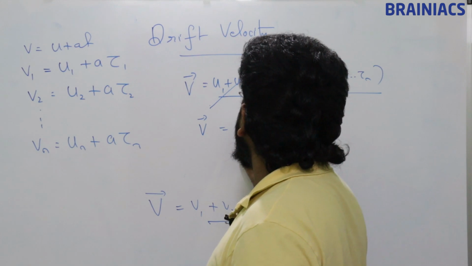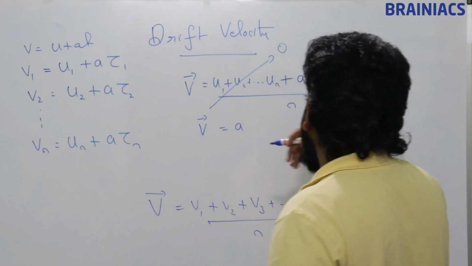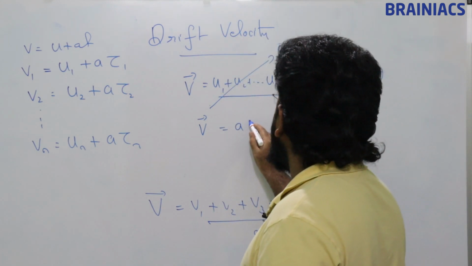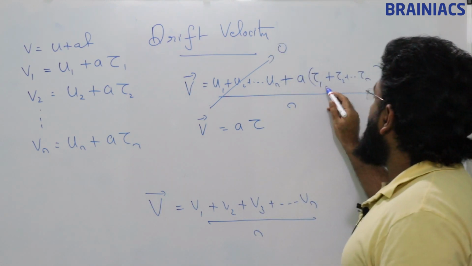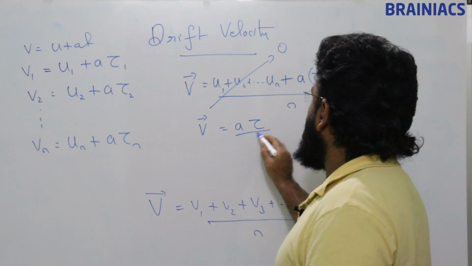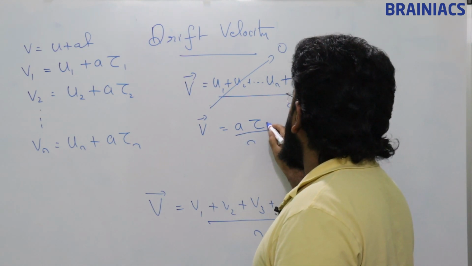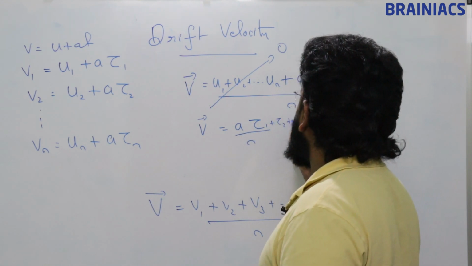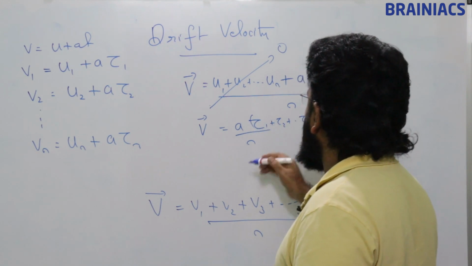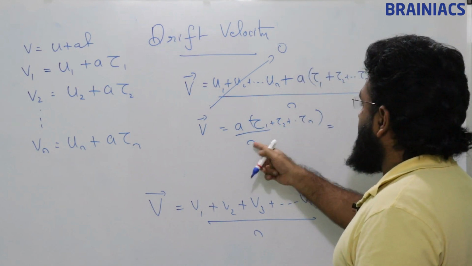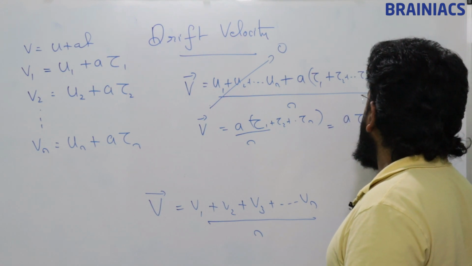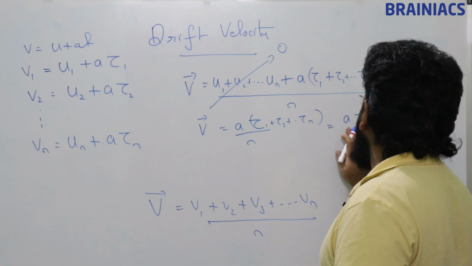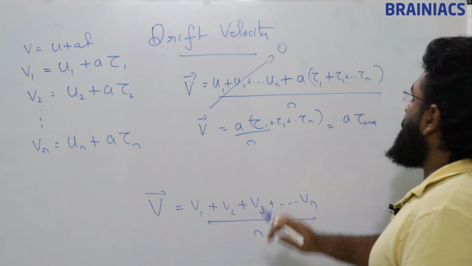V is equal to A into tau. I can write tau 1 plus tau 2 plus tau 3 divided by n. So this is tau 1 plus tau 2 plus tau n divided by n. So this is nothing but the average. So A tau average divided by A into tau average.